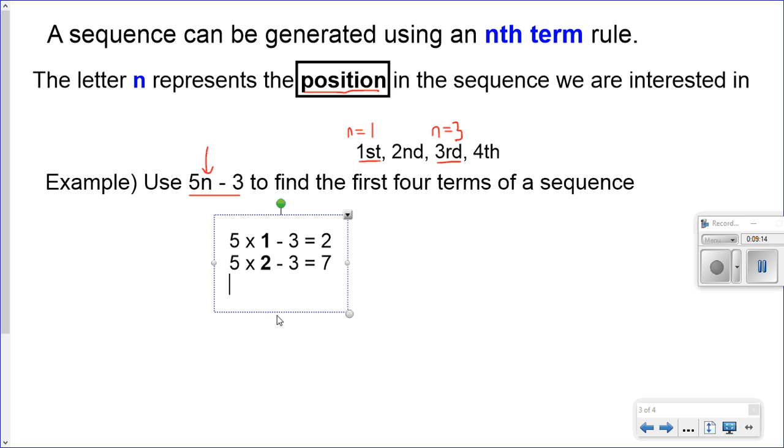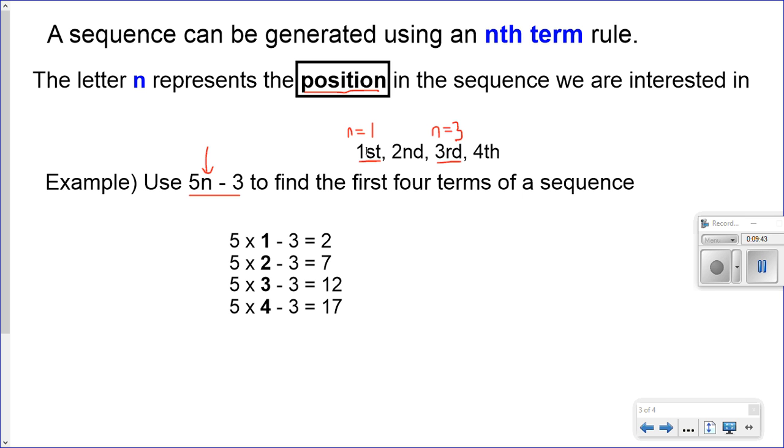Moving on to our third term, so when n is equal to 3, we would have 5 times 3 take away 3. That will give us an answer of 12. And finally, working out the fourth term, we've got 5 times 4 take away 3. And that gives us an answer of 17.